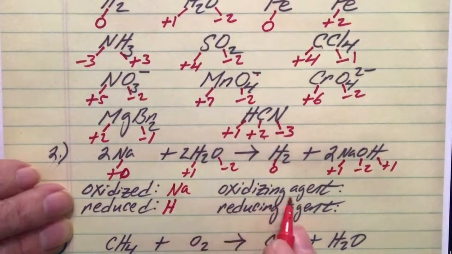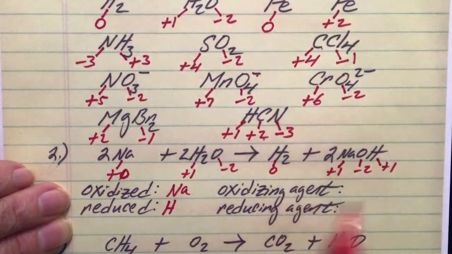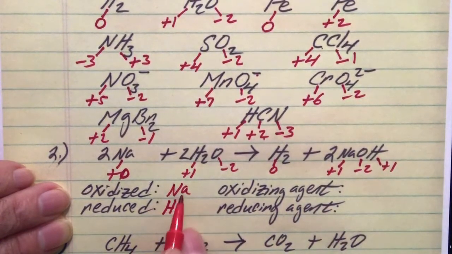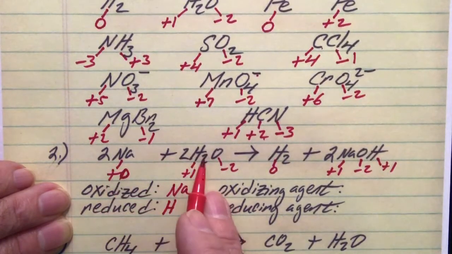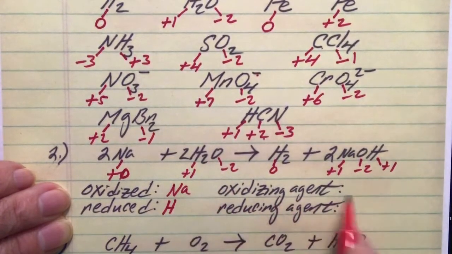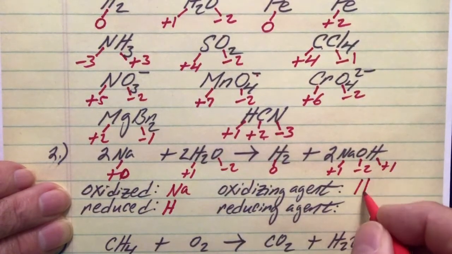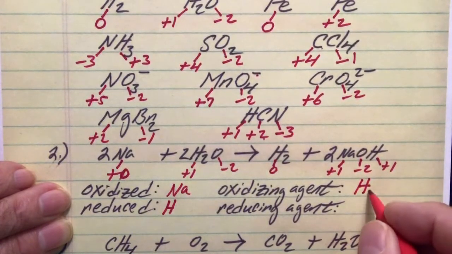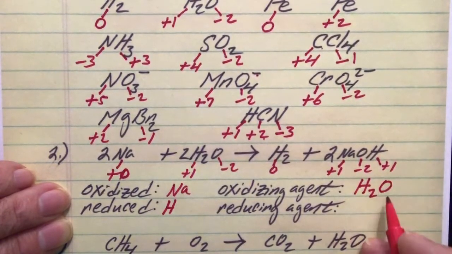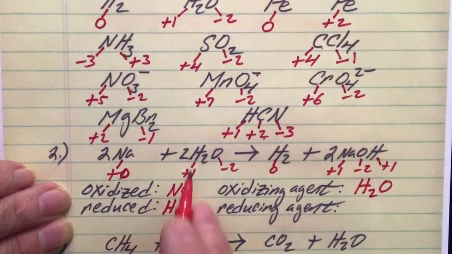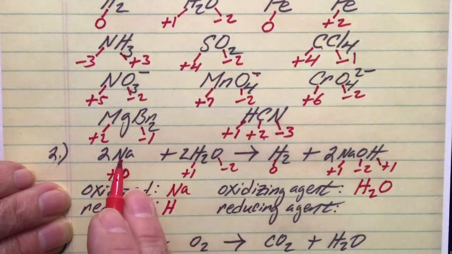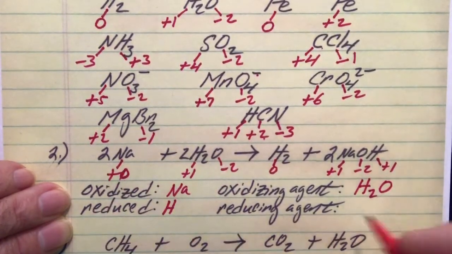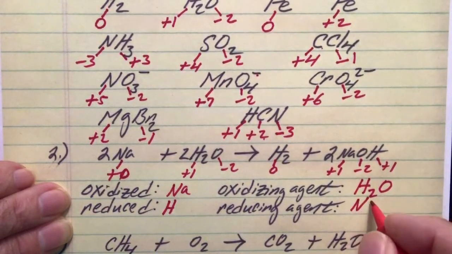All right, now to determine what is the oxidizing agent, we need to answer the question, what did sodium have to react with in order to be oxidized? Well, sodium reacted with water. It didn't react with hydrogen, it reacted with water. So water is our oxidizing agent. We write down the entire reactant, in this case water, not the element, but the reactant. And then hydrogen was reduced. What caused hydrogen to be reduced was reacting with sodium. So sodium is our reducing agent.